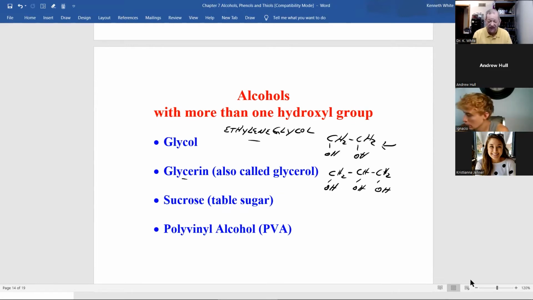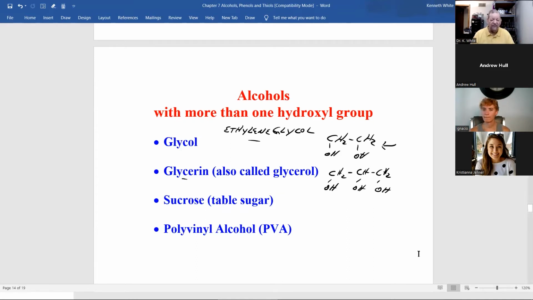How do I know this? I'll teach you later this fall, that your body breaks down fats and oils and makes one of the products in your body, glycerin.